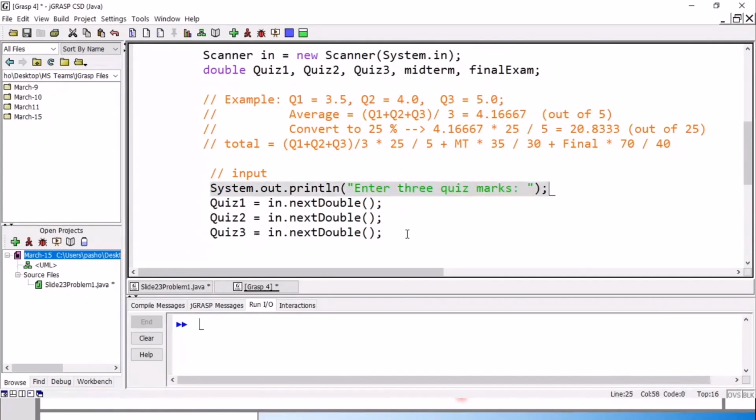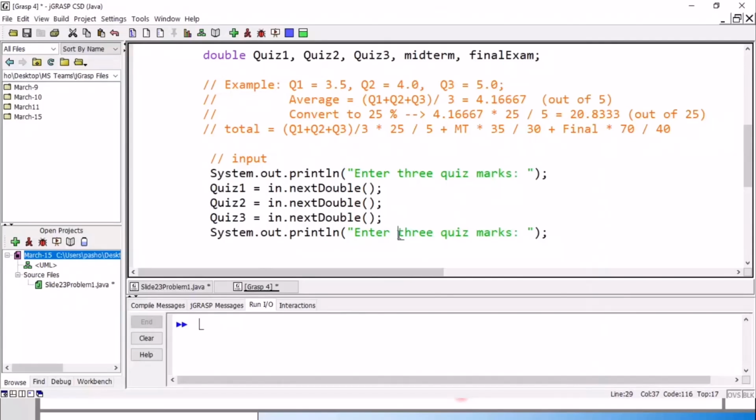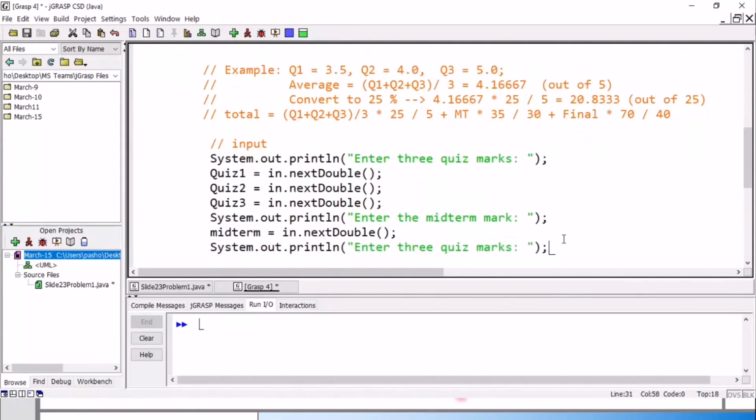We will ask now, just using copy, Control C, and paste, Control V. I'm using the keyboard for speed. Here we will change the message, enter the midterm mark. So we will read in midterm equal n.nextDouble. And we will ask for enter the final mark.